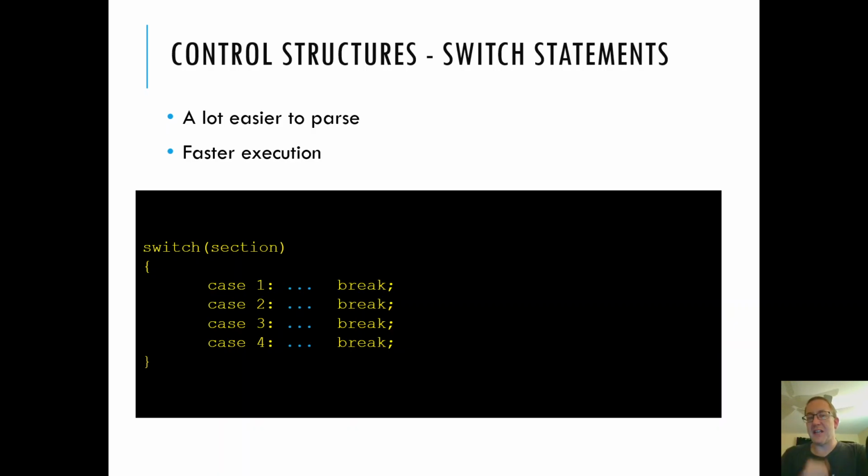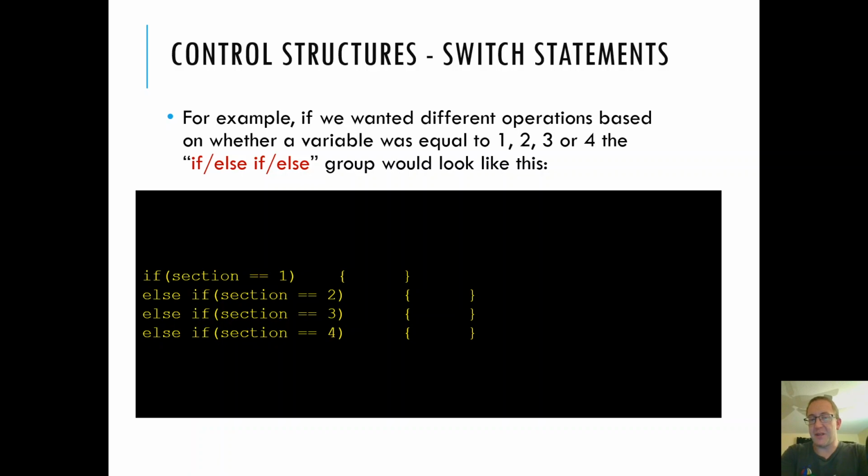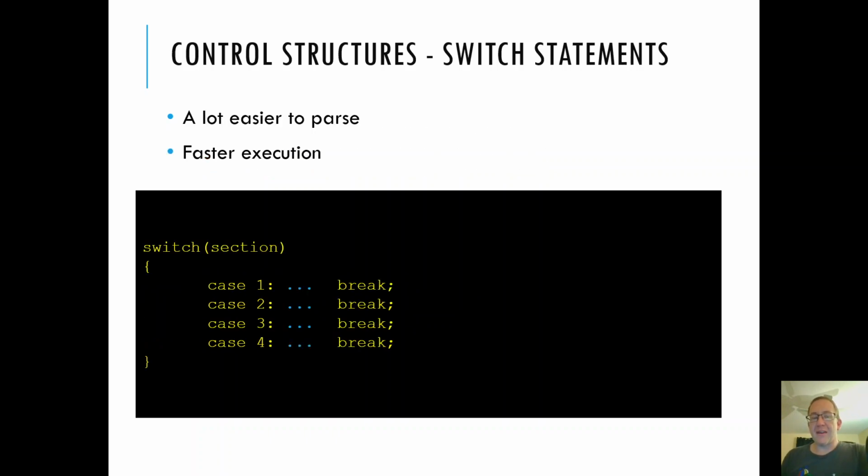Right? I have a switch statement, and I would just put the section in it. The section is being used in all of these cases. Section is equal to 1, section is equal to 2, section is equal to 3, section is equal to 4. And then for each of those cases, for section equal to 1, I do this. If section is equal to 2, I do this. It's also faster to execute theoretically as well.